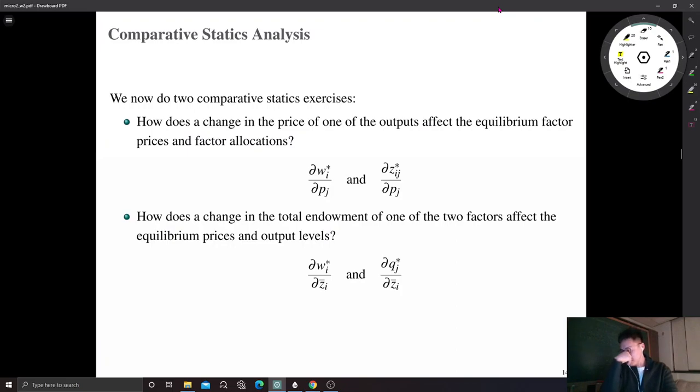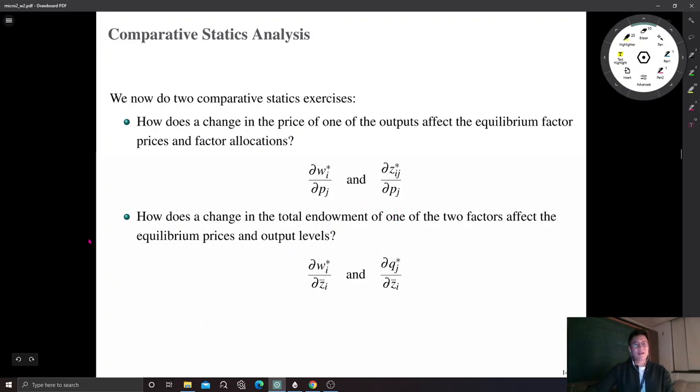All right. So the remaining topic is comparative statics analysis. In this video, we are doing two exercises. The first exercise is about how a change in the price of one of the outputs affects the equilibrium factor prices and the factor allocations. So think about a change in an output price, say the price of good J, and how it affects equilibrium input prices and equilibrium factor allocation. That is the first exercise.